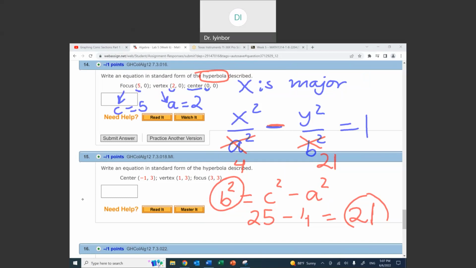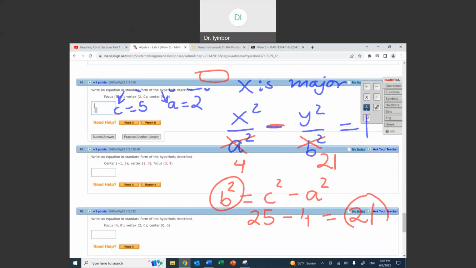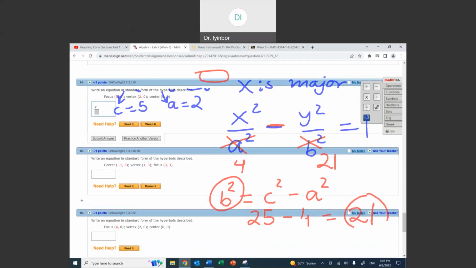And then we're going to plug that answer. So when you plug it in, I'm going to make it smaller so I can see the math part on the side. So we're going to put fraction again. And I have x squared over 4, get out of the fraction, minus, be careful the sign is minus, y squared over 21, get out of the fraction, equals 1.